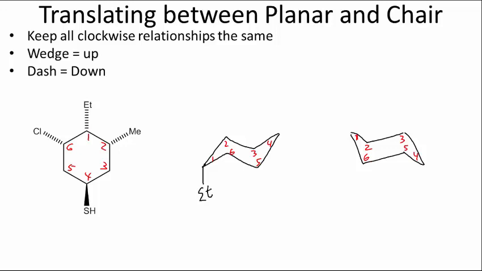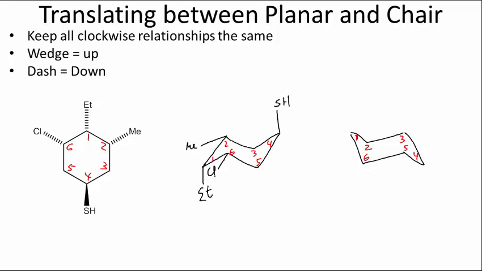Carbon 2, I have a methyl group that's down. Well, if axial was down on carbon 1, equatorial is going to be down on carbon 2, so that'll go down at an angle like this. Carbon 3 has no substituent. Carbon 4 has an SH group that is pointed up because it's a wedge. And on this carbon, up is going to be axial. Carbon 5 has no substituent. On carbon 6, there's a chlorine that's going to be down, which is equatorial there. So that's one drawing.